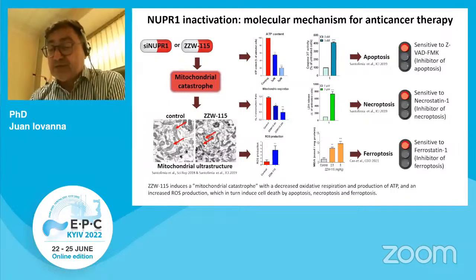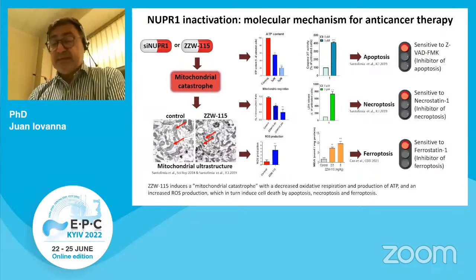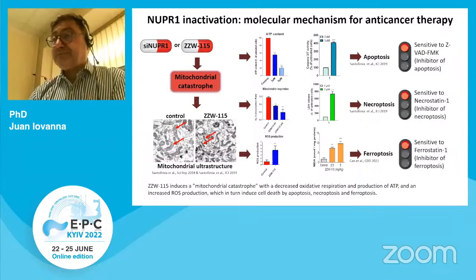We also found a strong release of LDH, a marker of necrosis, which is partially inhibited by necrostatin, suggesting cell death by necroptosis. And finally, the accumulation of ROS, which induces hydroperoxidation of lipids, induces cell death by ferroptosis, which is partially inhibited by ferrostatin.